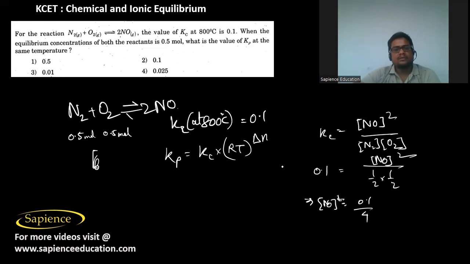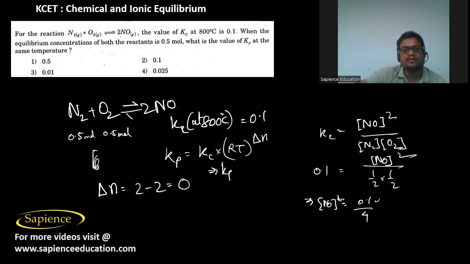Therefore, the NO concentration can be found. But here delta Ng is equal to the number of moles of gaseous products minus the number of moles of gaseous reactants. So that will be 2 minus 2, which is equal to 0. So therefore here Kp will be equal to Kc only, which is equal to 0.1. So option 2 is the correct answer.